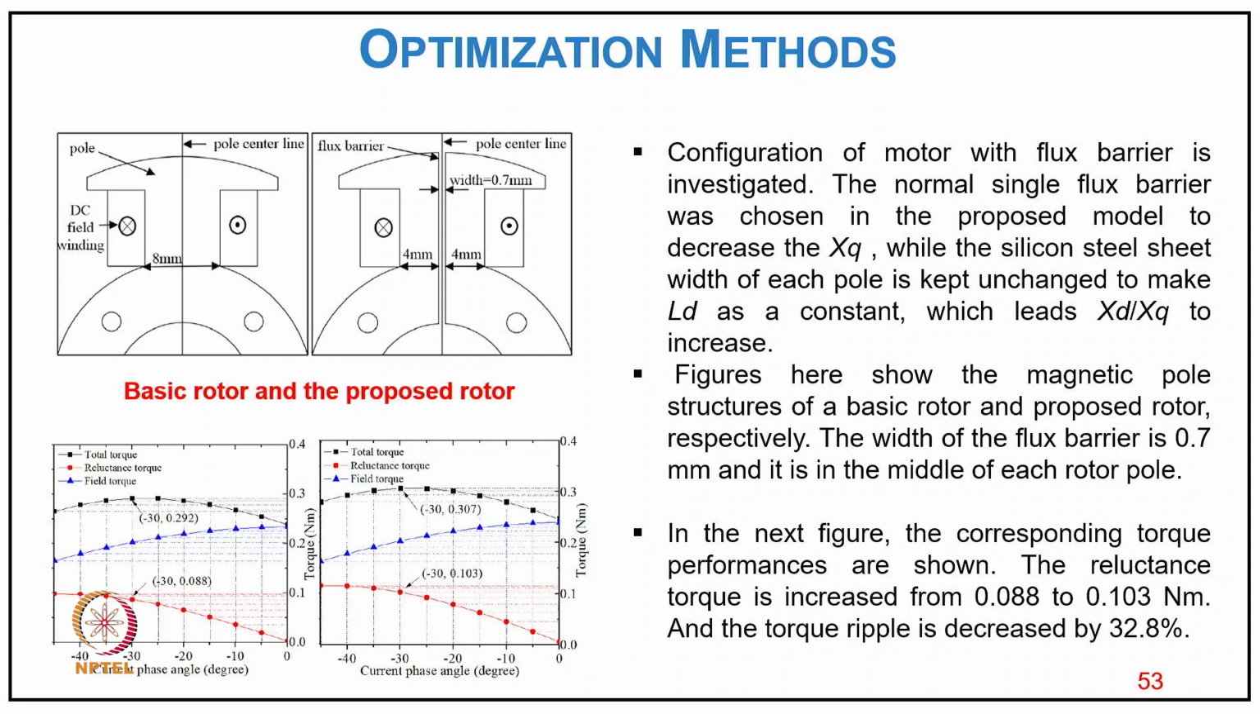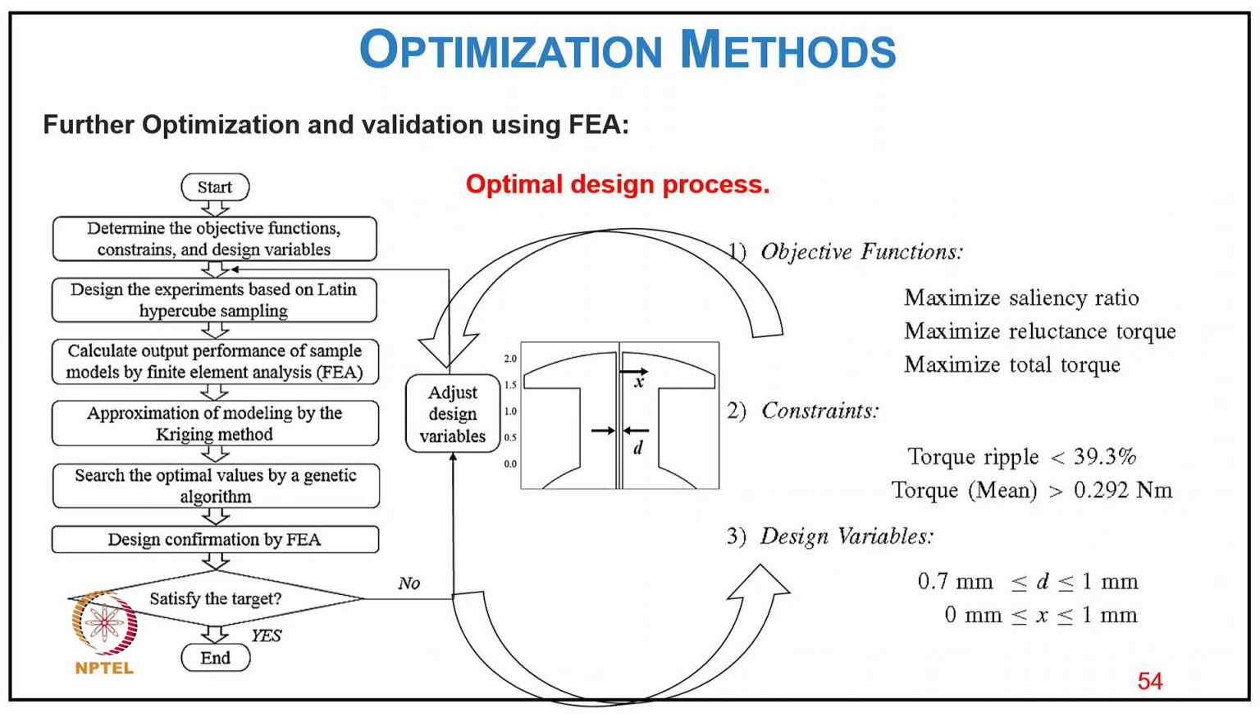In the next figure, the corresponding torque performance is shown, and the reluctance torque is increased from 0.088 to 0.103 Nm, and the torque ripple is decreased by 32.8%. That is one of the ways to improve. Further, optimization and validation using FEA, finite element analysis.